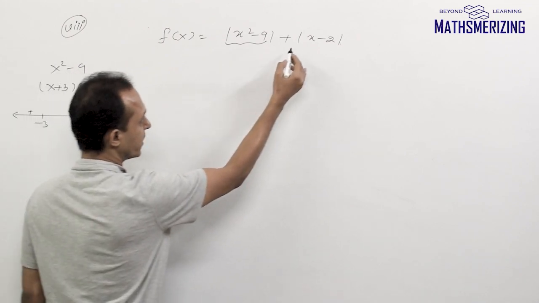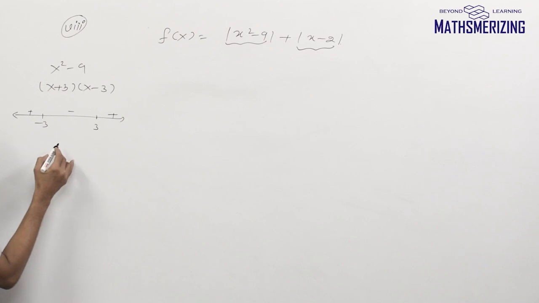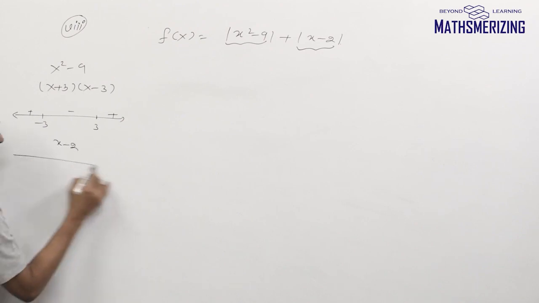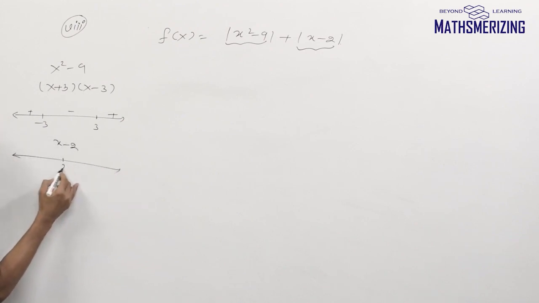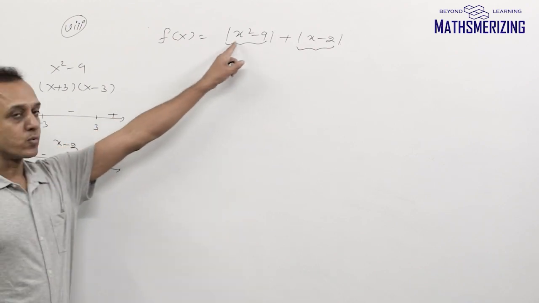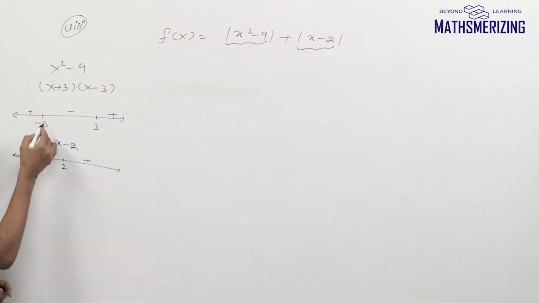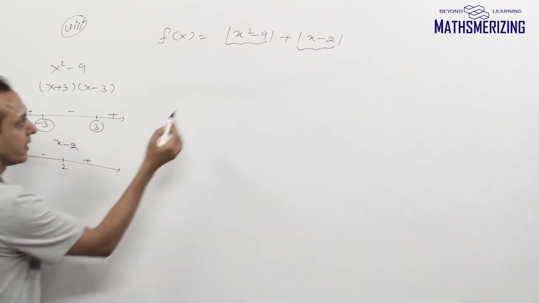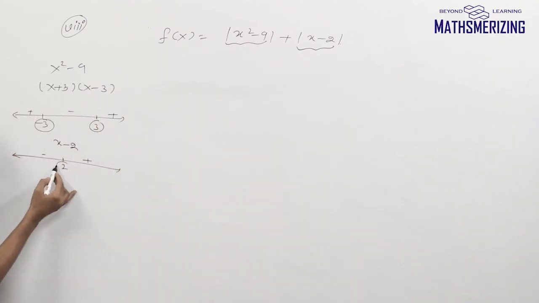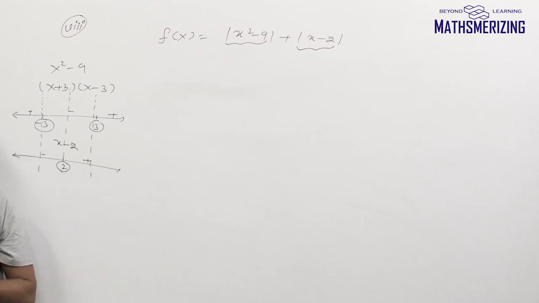Now the next one is x minus 2. So I'll also write x minus 2. Now the definition changes at 2. So the rightmost is plus and this is minus. So x squared minus 9 will have a definition change at minus 3 and plus 3, and x minus 2 will have a change in definition at 2. So I'll start writing the definitions in different intervals.